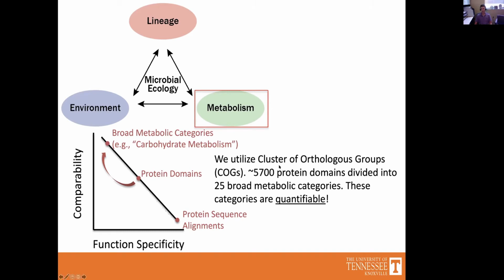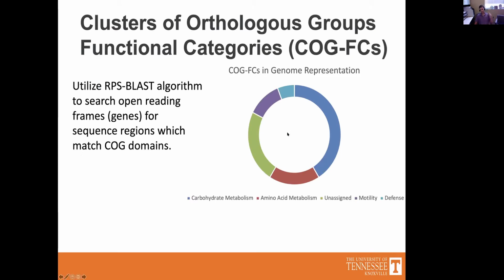And so this makes statistical analyses a little tricky. What we end up having to do, which is convenient, is there are 25 broad metabolic categories which these protein annotations can be mapped to. And we can tabulate the abundance of these 25 broad metabolic categories. And this is quantifiable. And just a little bit more on the topic of COGs.